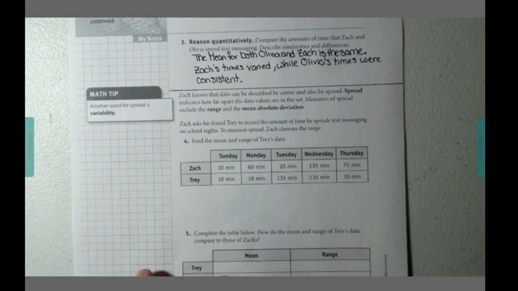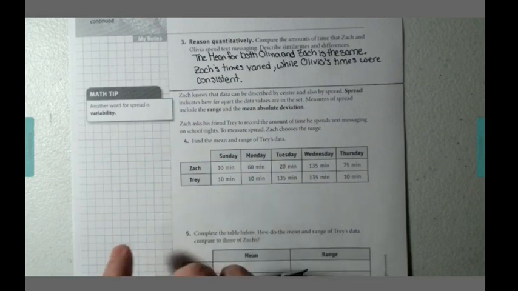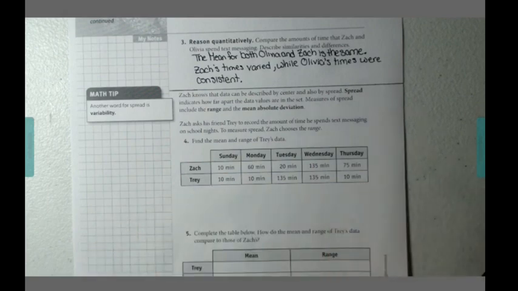However, Zach's times varied, while Olivia's time was consistent throughout. It was always the same. On to your debriefing question.